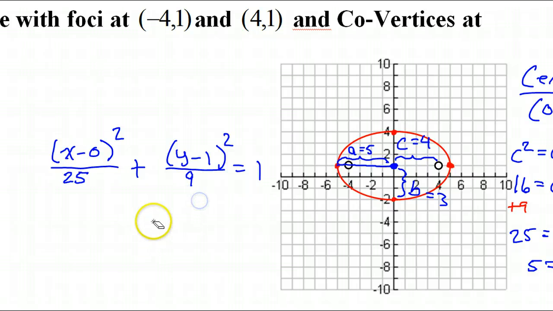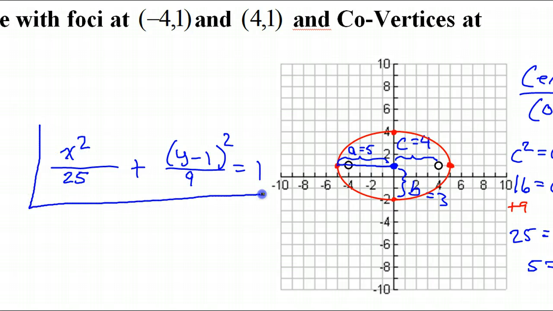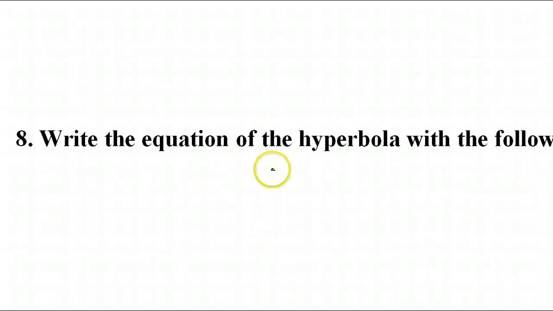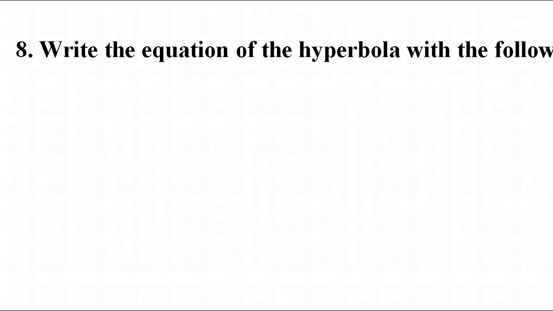Okay, so there's your equation. Now, we really didn't need the 0, though, because it's a 0. So I'd be happier if it were written like this. Okay, that was number 7. Okay, let's move on to number 8.